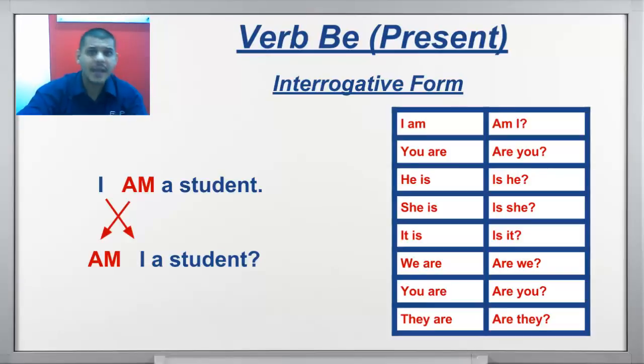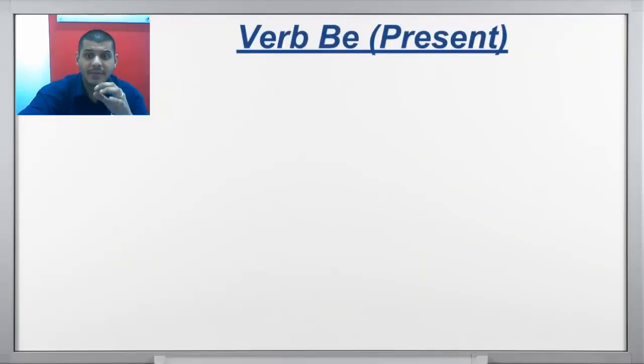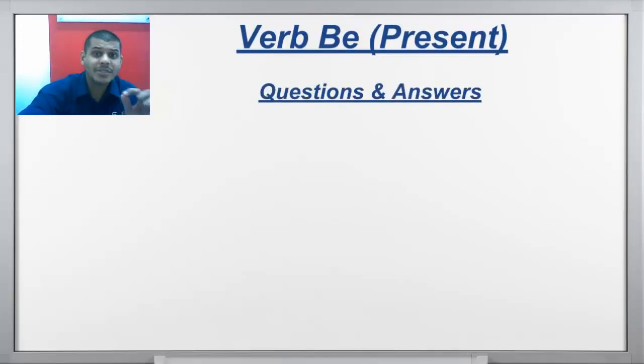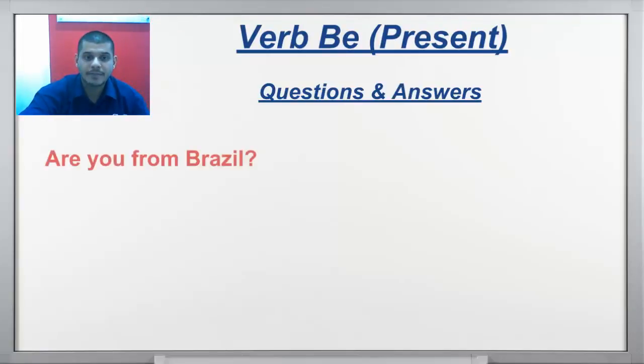Remember that for the interrogative, it's necessary that we use the correct intonation, okay? Like, am I? Are you? Is he? Are they from China? Okay? It's necessary that we use the correct intonation, okay? And now let's take a look at something else here. We'll talk about the verb be in the present, but we'll talk about questions and answers, right? Take a look at the examples I have. They're basically simple, but it's necessary to pay attention. Let's take a look together.